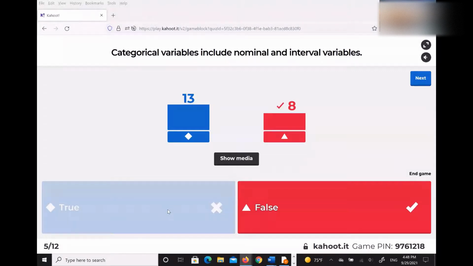Okay. So in this case, it would be true if the statement is categorical variables include nominal and ordinal, everyone. Ordinal, okay, not interval, because interval belongs to numerical data, okay, or continuous data. So in this case, instead of saying interval, it should be ordinal. Okay.